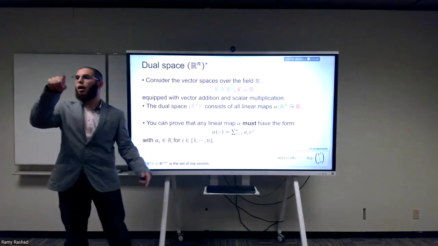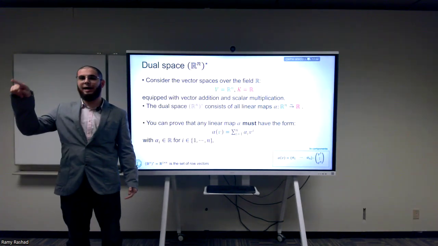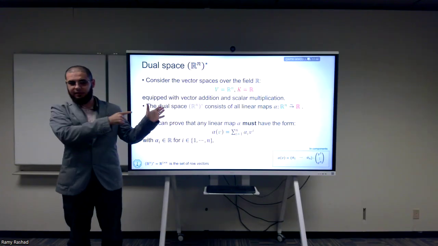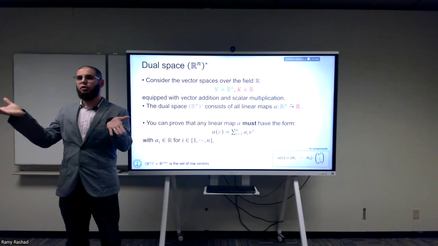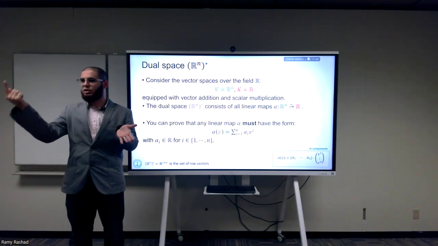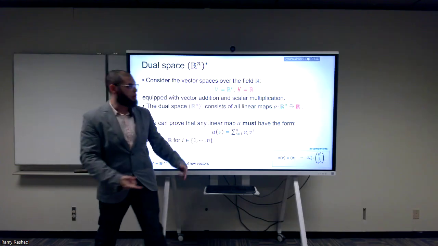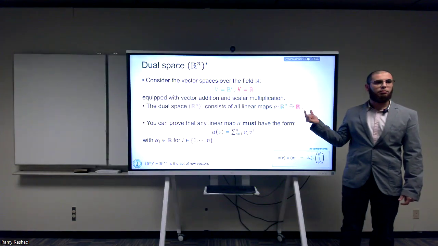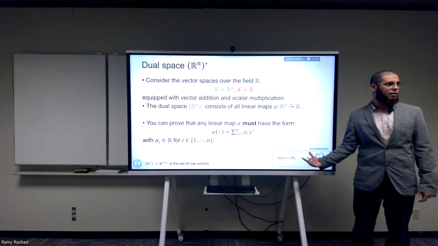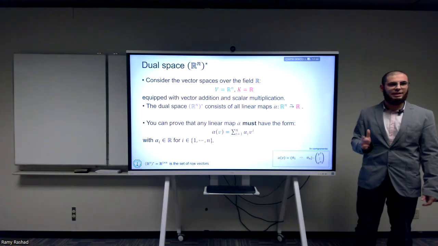If I take a 1 by n vector multiplied by an n by 1 vector, this is linear algebra. 1 by n multiplied by n times 1, what do you get? A 1 by 1, just a scalar. That's exactly what you have. So you see here, alpha is a map that goes from Rn to R. So a row vector is a map that goes from Rn to R. Make sense?